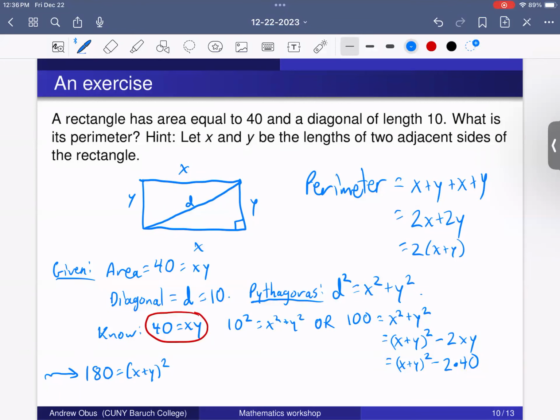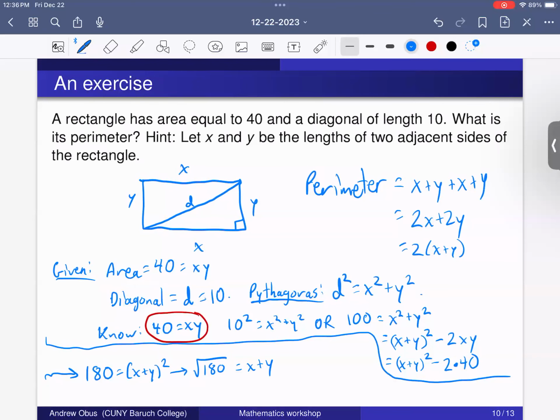Okay, so how do we continue from here? So 180 is equal to x plus y squared, and we want to know 2 times x plus y. Well, if 180 is x plus y squared, we can figure out x plus y. So the square root of 180 is equal to x plus y.